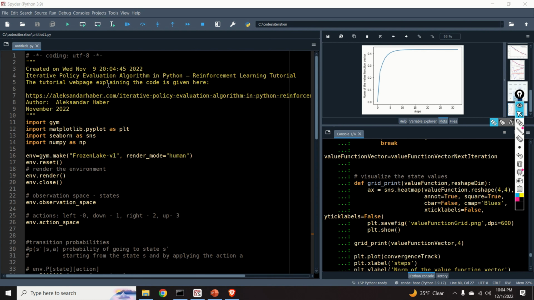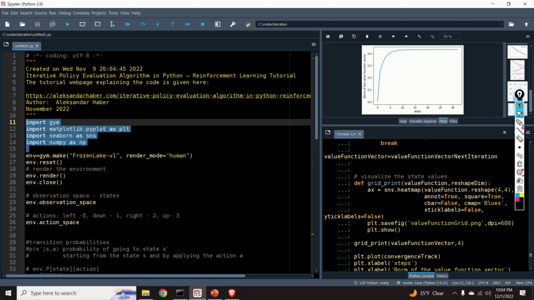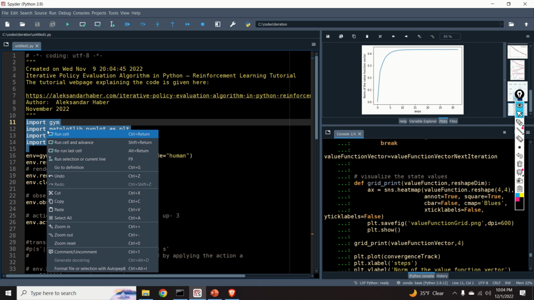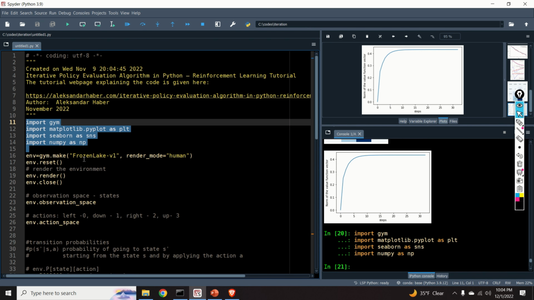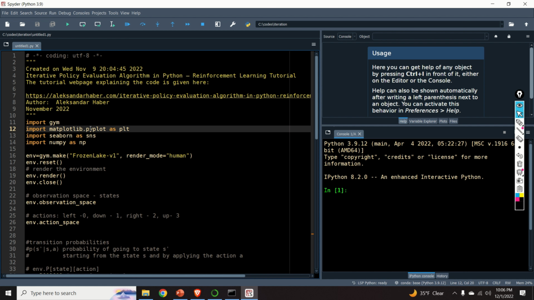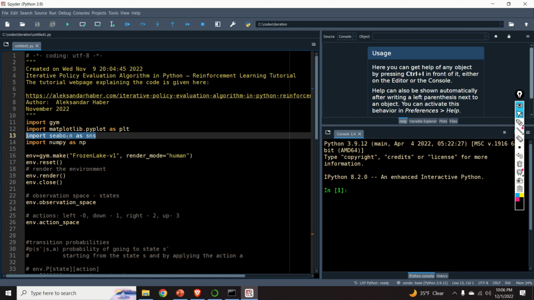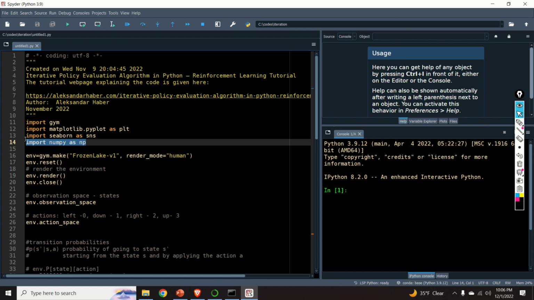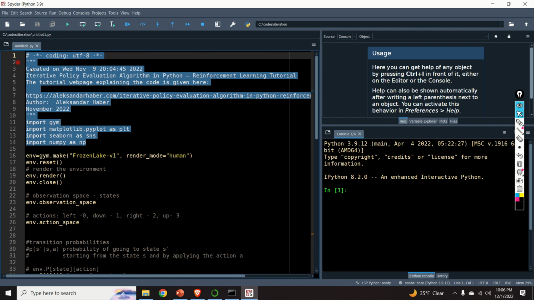Here's the Python implementation of the iterative policy evaluation algorithm. As you can see, I'm using the Spyder environment in Anaconda. I like Spyder very much since it reminds me of MATLAB. I can simply select certain code lines, right click, and execute them. As always, the first step is to import the necessary libraries. We import the gym library, the plotting tools, then this nice plotting library, Seaborn, and finally NumPy. So let us import the libraries.